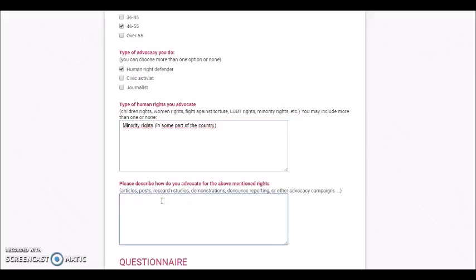Please describe, the next question of the profiling, how do they advocate for the above mentioned rights? This is important information for us. So let's imagine that in this case she's writing articles in a blog and producing reports for an NGO that later goes to the Committee of Human Rights of the United Nations.